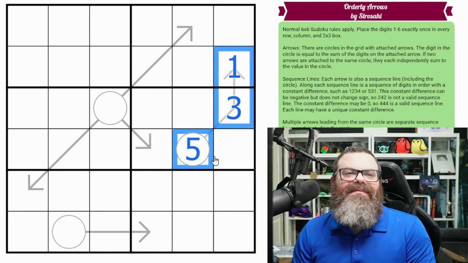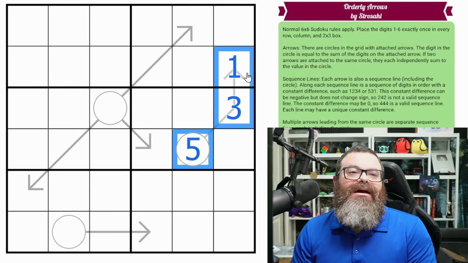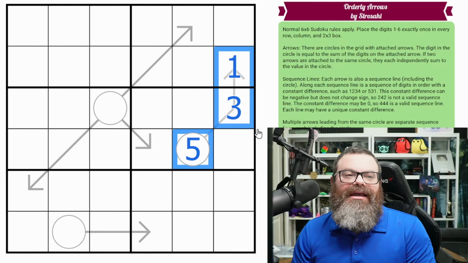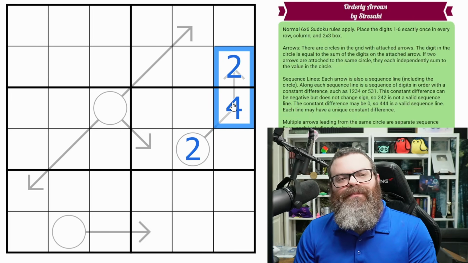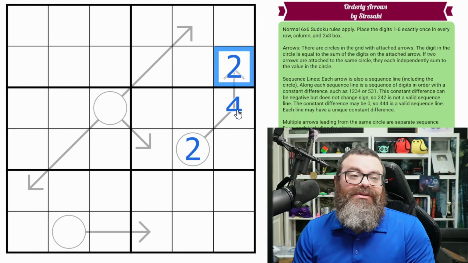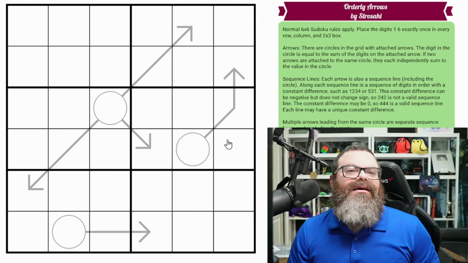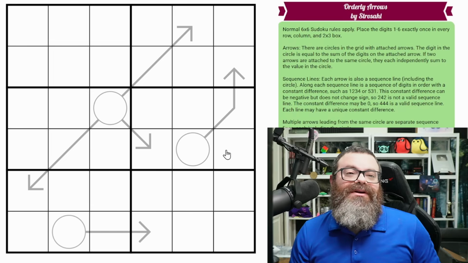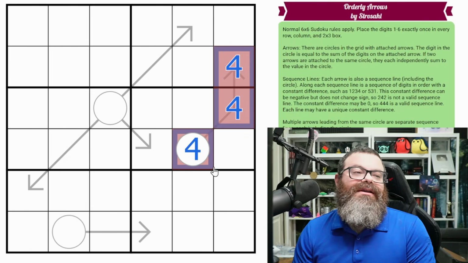The constant difference can be negative. Like we said, we subtract 2, but it does not change sign. So we can't do 2, 4, 2 because that changes sign in the middle. We could do 2, 4, 6, but we can't do 2, 4, 2. All right, and the difference can be 0, so 4, 4, 4 would be a valid line.